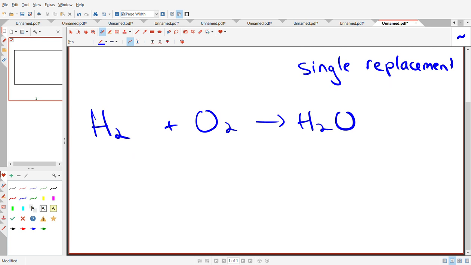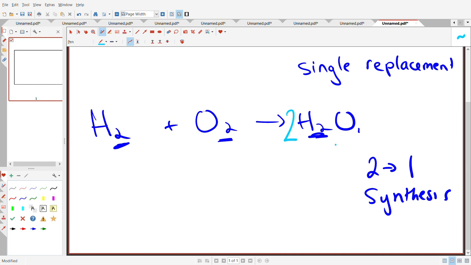The next one, we have 2 substances going to 1, so that's called synthesis. And again, I have 2 H's here and 2 H's here. That looks good. I have 2 oxygens here, but I only have 1 here. So I have to multiply this one by 2 times 1 to give me the 2. But now my H's were affected. Now I have 4 H's. So all I have to do is put a 2 in front, and now I'm balanced.